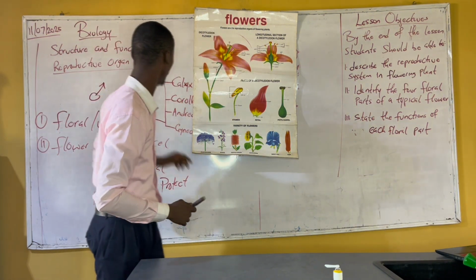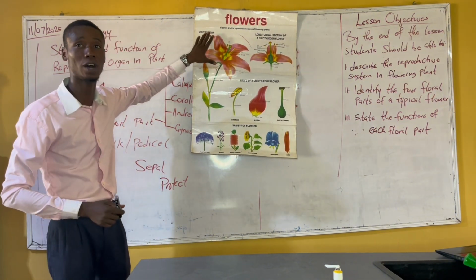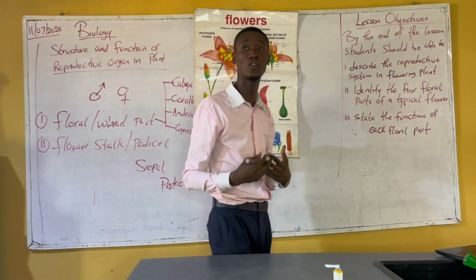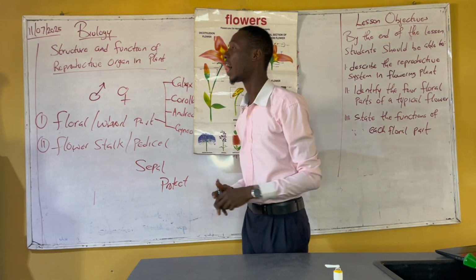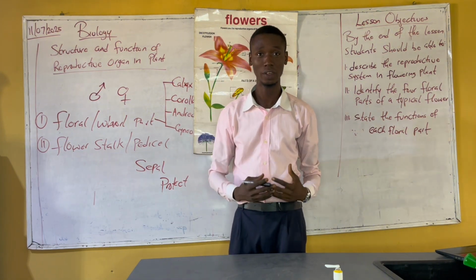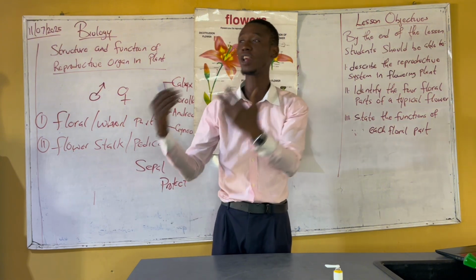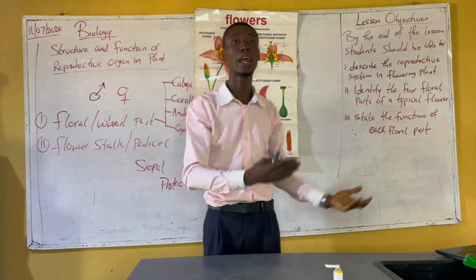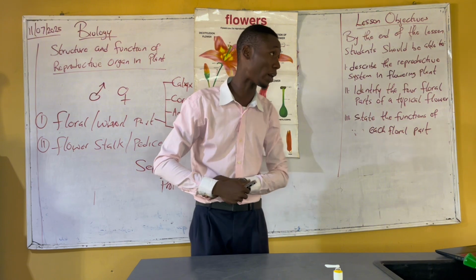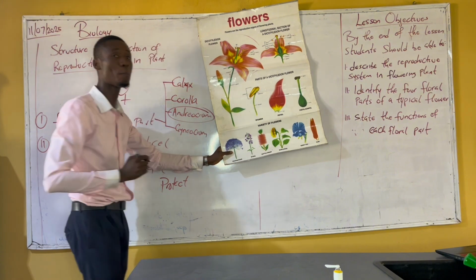Then after that, the next part of the whorl you will see is the corolla, which is made of the petals. The beautiful part of the flower that you see, that attracts you to the flower, that is the petals. And what is the function of the petals? The petals attract pollinators because of their bright color and scent. Like when you see bees and butterflies, that will attract them to the flower for them to pollinate the flower.